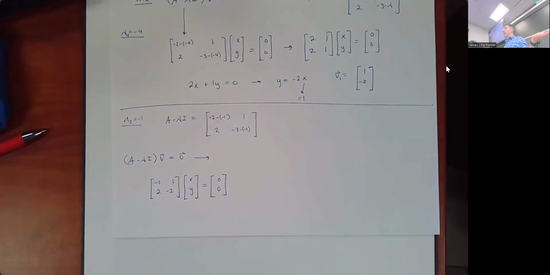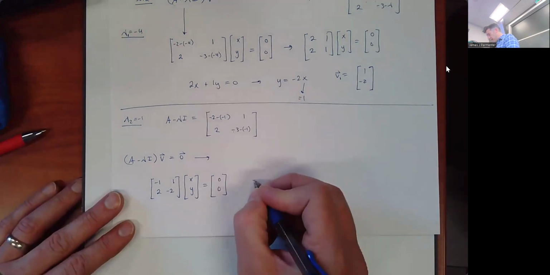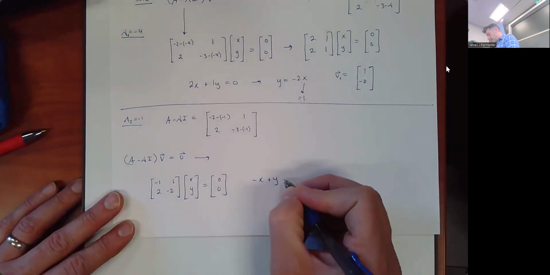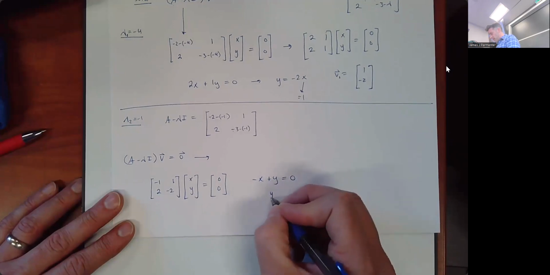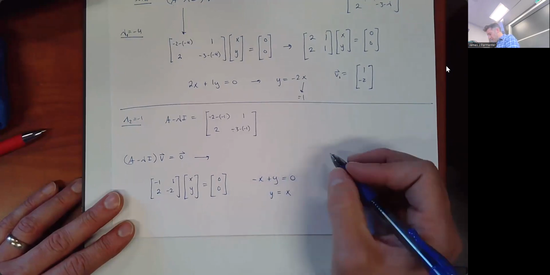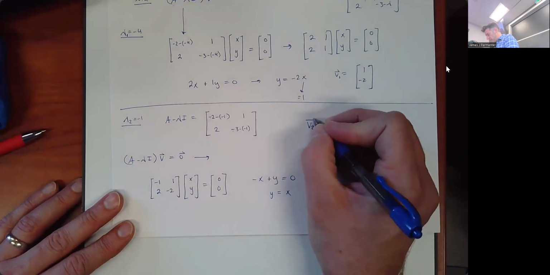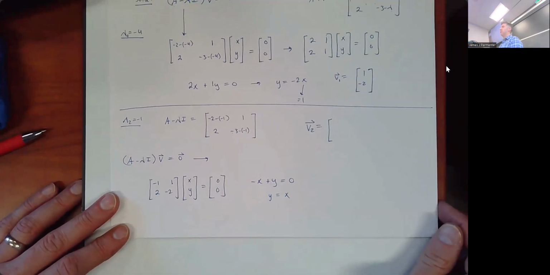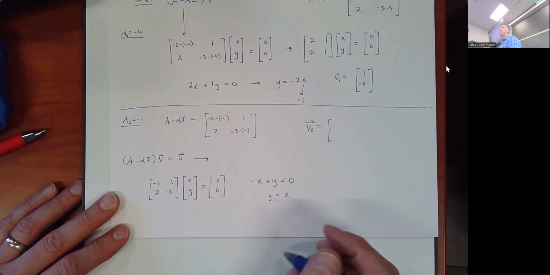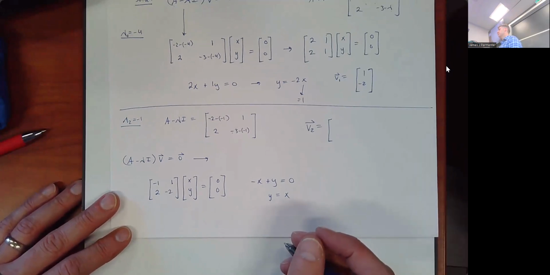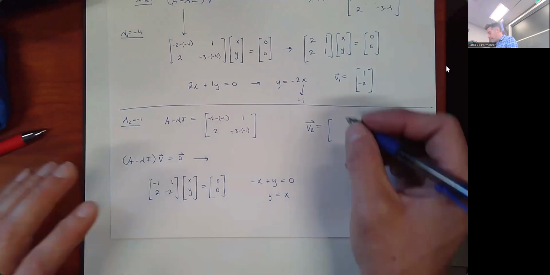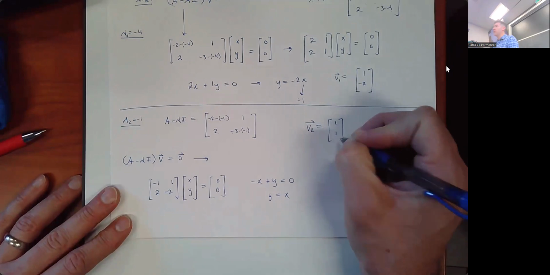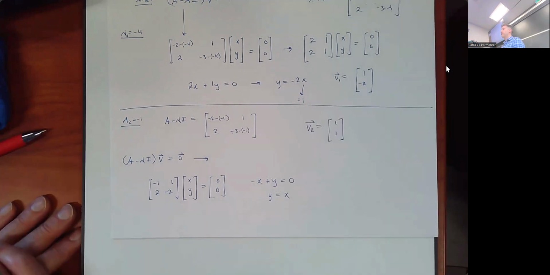Use either row you like. They're pretty much the same. So using the first row, I get -x plus y equal to 0. So y equals x, and my eigenvector for lambda2 is v2 equal to, what am I going to pick if y equals x? One, right? X equals 1 and y equals 1. 1, 1. There's my eigenvector. Cool.